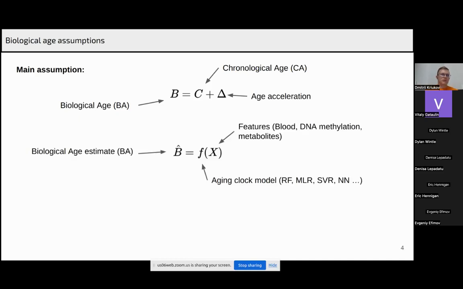For predicting biological age, we typically use aging clocks. Aging clocks is a function that computes an estimate of biological age from a set of biomarkers that can be blood parameters, DNA methylation, metabolism, gene expression levels, and it's depicted by function f here. Aging clock f predicts, we say, biological age from biomarkers, and this aging clock model can be a random forest algorithm, multiple linear regression, MLR, support vector regression, neural network, any you may imagine.